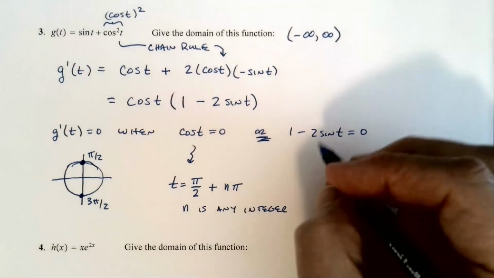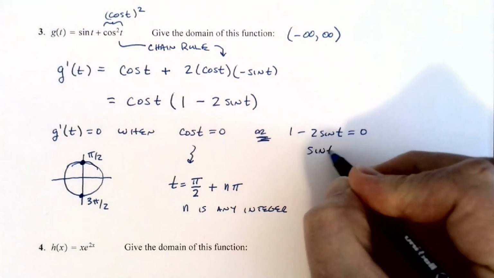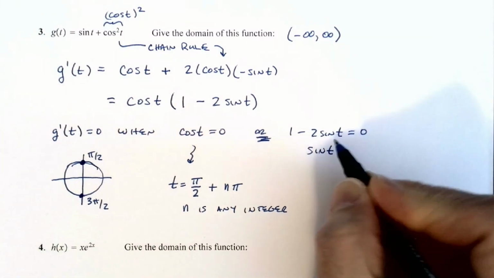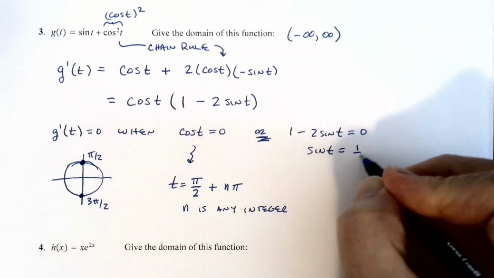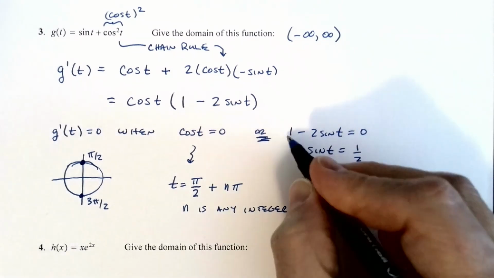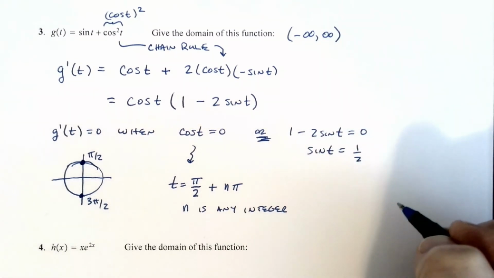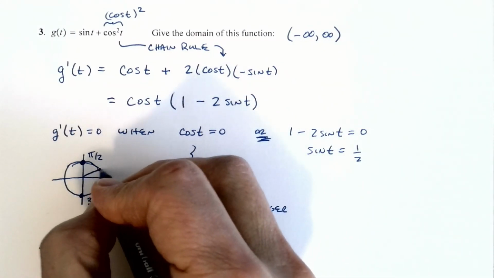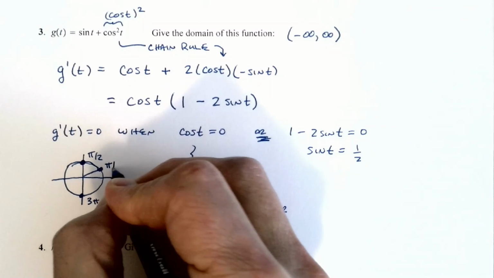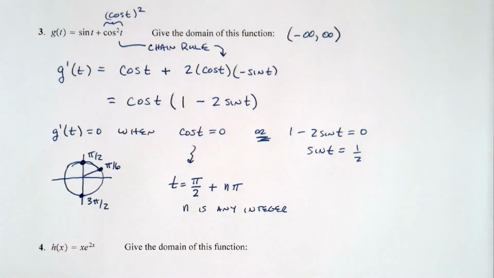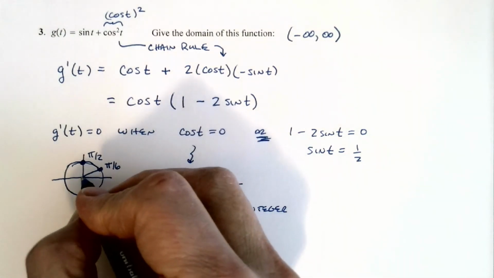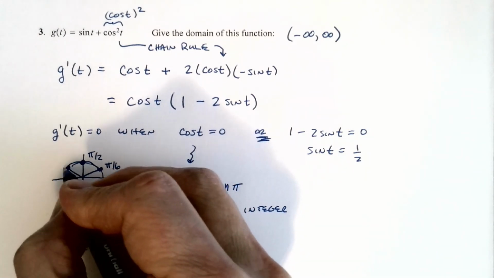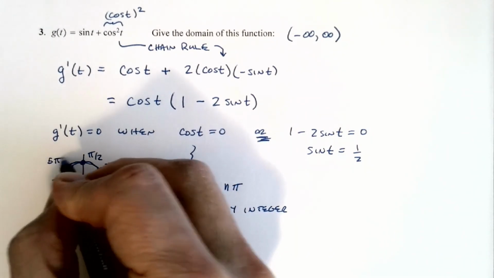What about here? Sine of t is equal to what? If 1 minus 2 sine t is 0, then sine of t has to be equal to 1/2. 2 times 1/2 is 1, 1 minus 1 is 0. So where is sine of t equal to 1/2? You should be able to look on the unit circle or know it occurs at pi over 6. But what other location? Remember, it's the y-coordinate, so it's also positive in the second quadrant. Same reference angle, pi over 6, so this is 5 pi over 6.